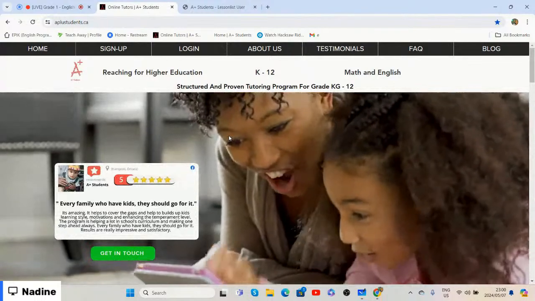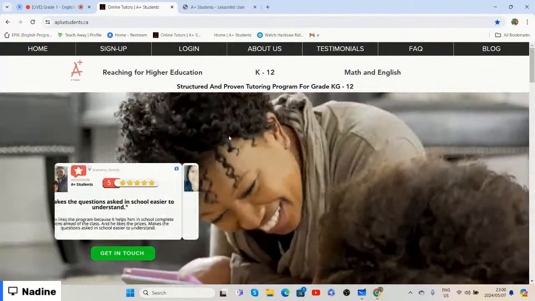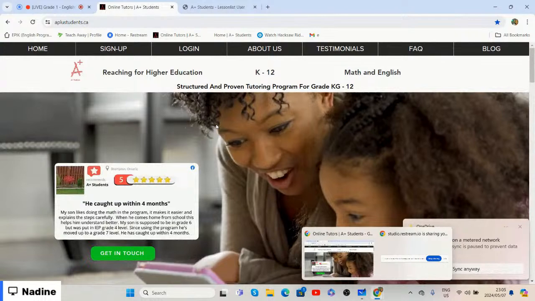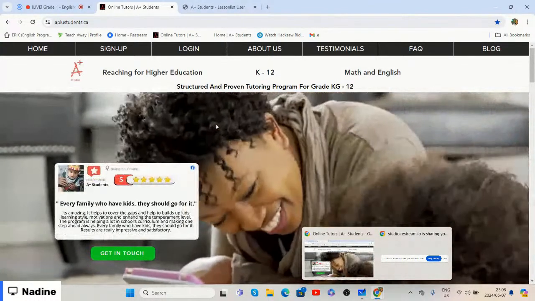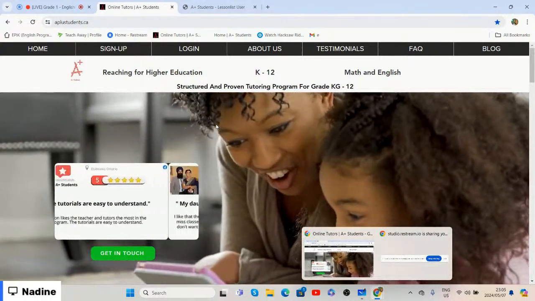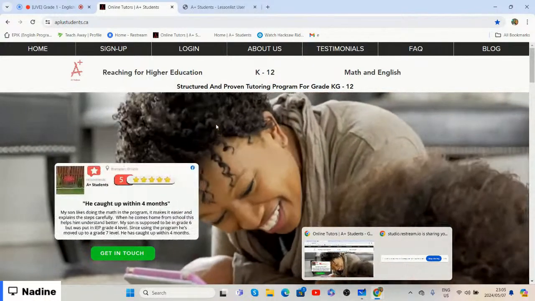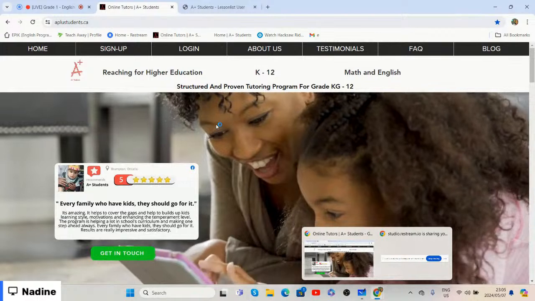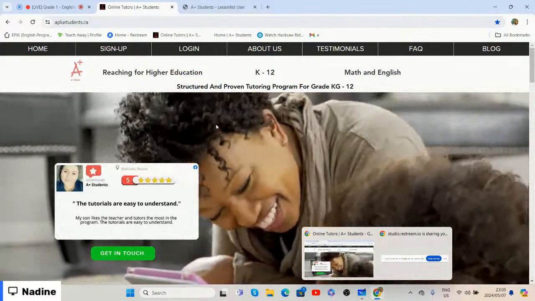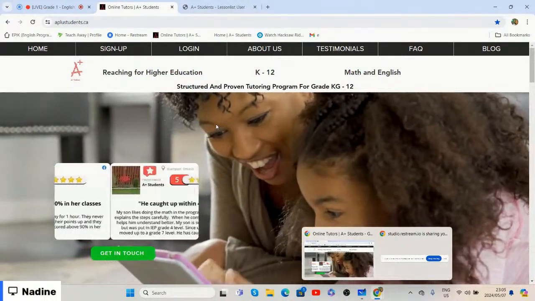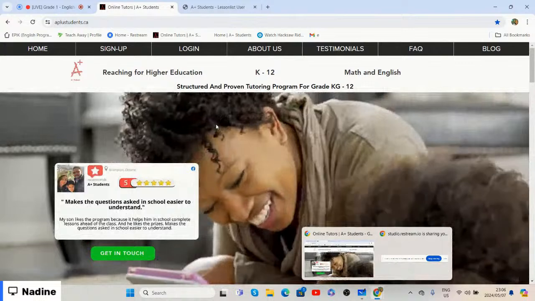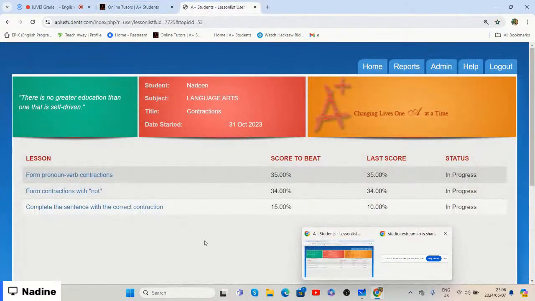Once you've logged on to aplusstudents.ca with your username as well as your password, we're going to select the subject of language arts, then Grade 1. And then we're going to scroll down up until we get to the chapter of contractions.